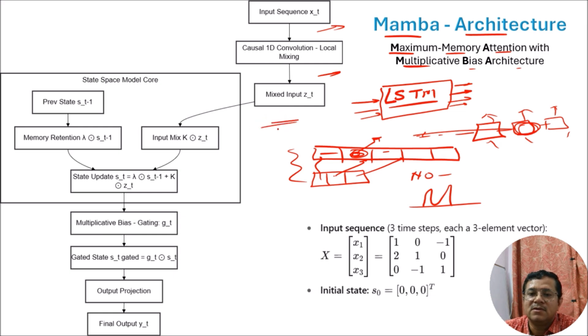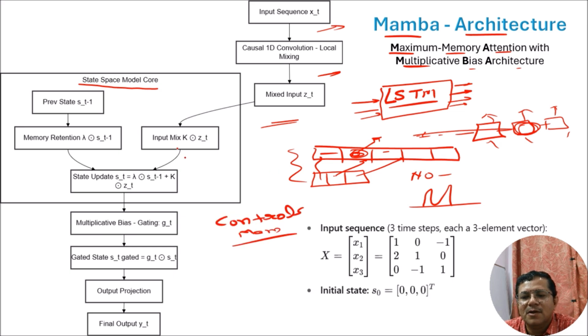Once you capture this contextual information about the data, the next part of the Mamba architecture is the state space model core. The state space model core controls the memory. So how does it control the memory? Suppose here you are getting some information that is coming from your current state, which we identify as x_t, and some information is coming from your previous state like s_t minus 1. That is your state space state, and this is your current state space state.